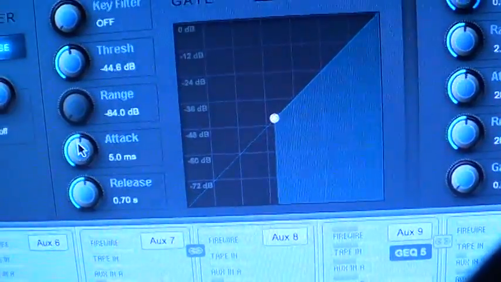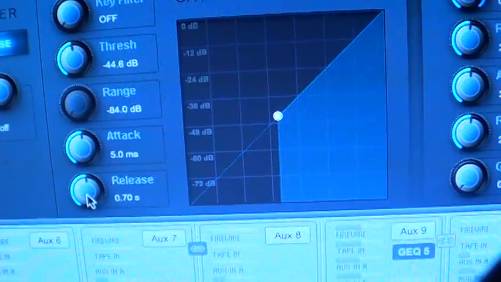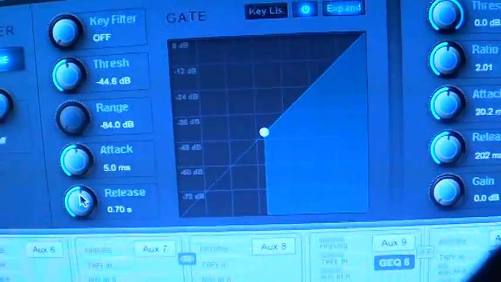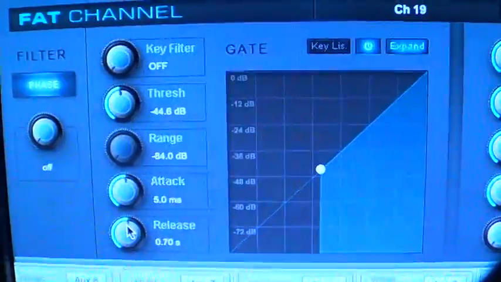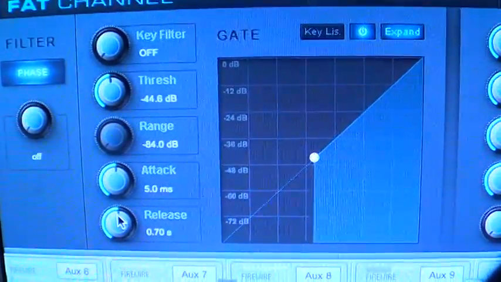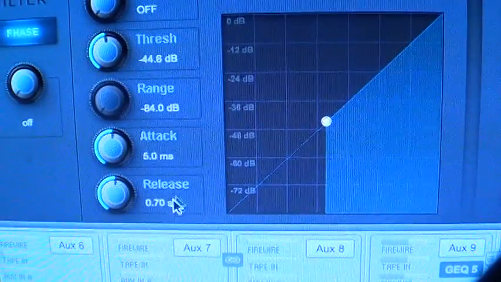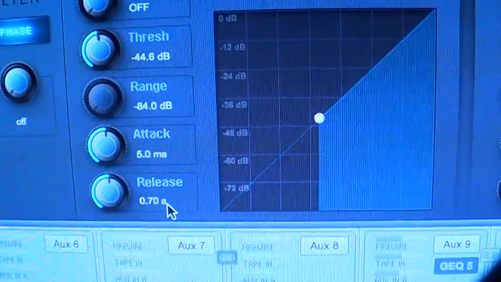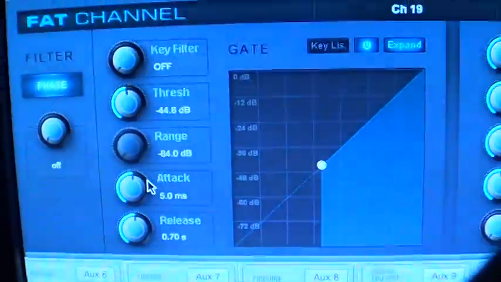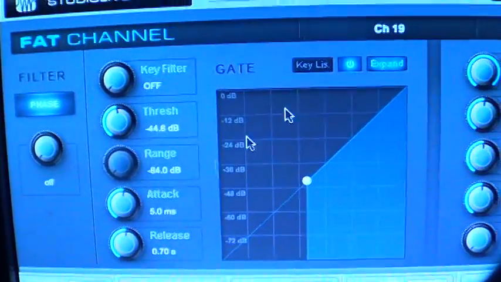The attack and release adjusts how fast the gate is applied to the channel, kind of like the reaction time of the system. It's set on 5 milliseconds and 0.7 seconds release. I never really mess with those. I just kind of keep them in the middle.